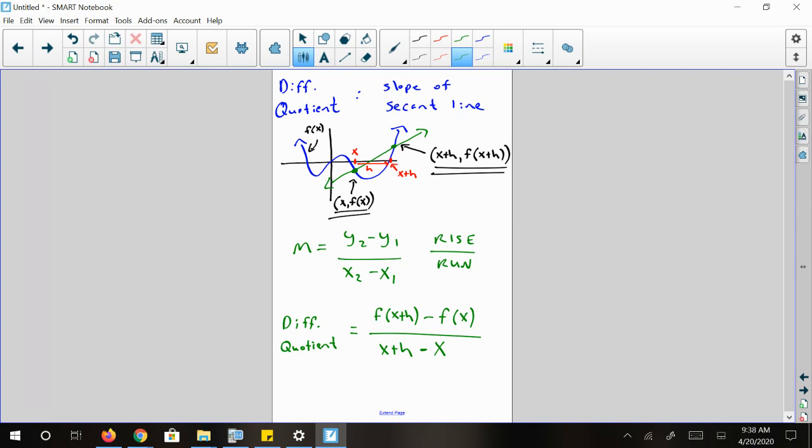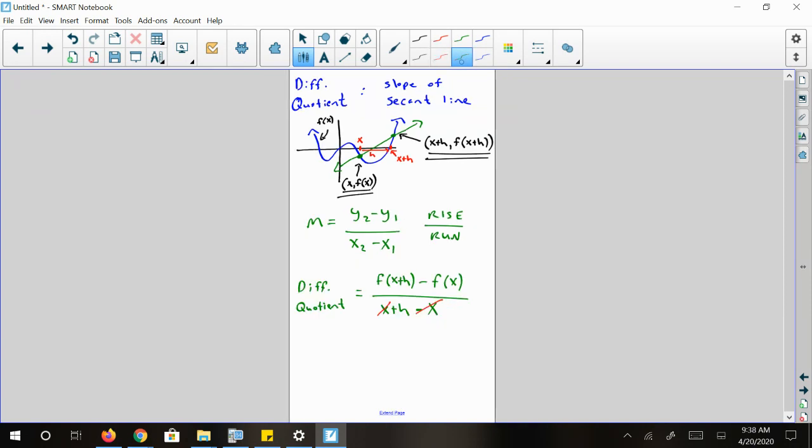The only thing is, if there's anything that we can get rid of, we'd want to get rid of it. And we can see on the bottom here, we have an x minus x. Those cancel out, which leaves us with, and I'll always abbreviate this as dq for the difference quotient, f of x plus h minus f of x, all divided by h. Okay, so this is our difference quotient, and what it helps us do is find the slope between any 2 points along a function, and we call the line between those 2 points the secant line. So this difference quotient will help us find the slope of a secant line on a function.